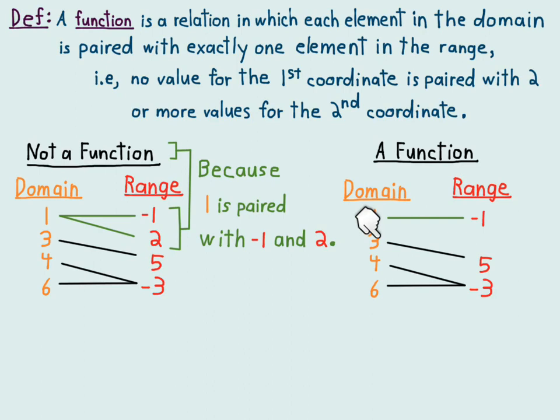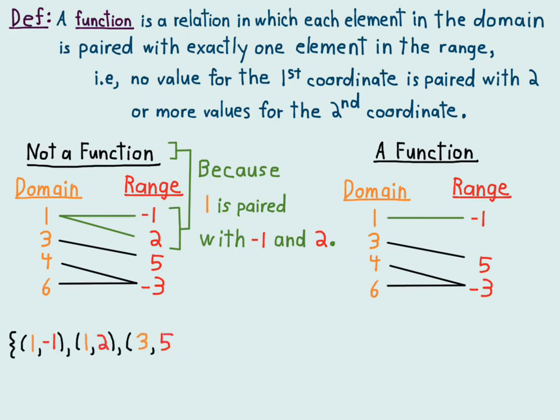3 is paired with exactly one number in the range, 5. 4 is paired with exactly one element in the range, negative 3. 6 is paired with exactly one number in the range, negative 3. It doesn't matter that 4 and 6 are both paired with the same one. If you think of going left to right, if you start at 4, you know exactly where you're going. You're going to negative 3. See here, if I start at 1, I have a choice of which way to go. And that's not a function. A function is kind of predetermined, where you're going to go. Okay?